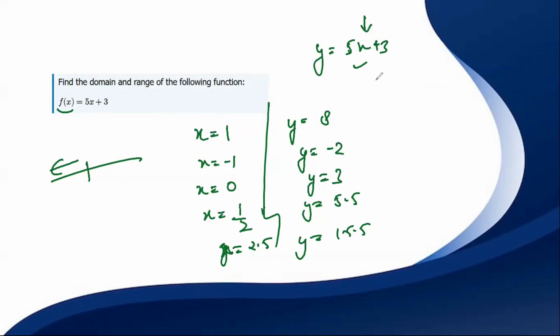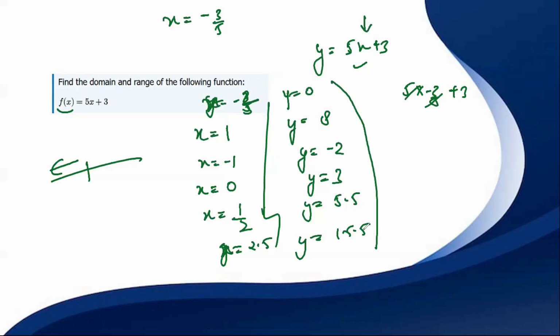Now, how will you get 0? When I put x as negative 3 over 5, the 5 cancels, and minus 3 plus 3 is 0. So if I put x equals minus 3 over 5, I get y as 0. It means I am getting every value of output: positive, negative, 0, fraction, decimal, every value, correct?